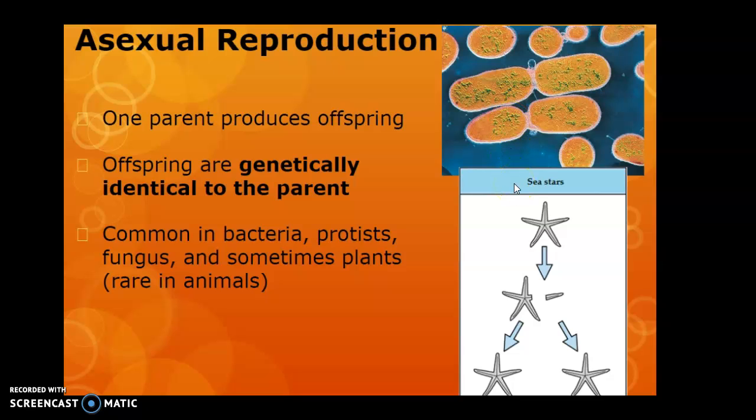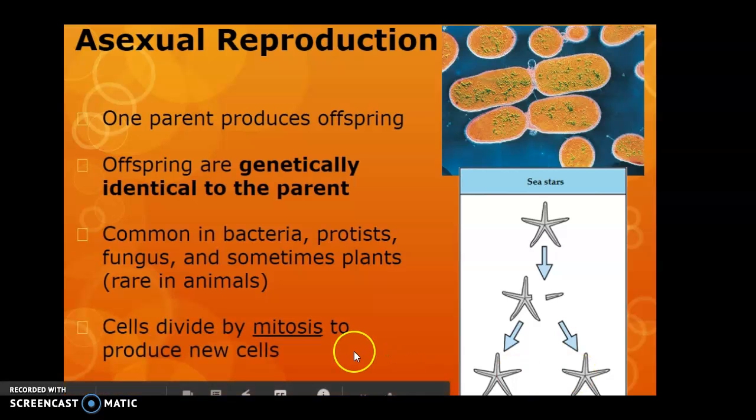Here's a rare case of animals dividing by asexual reproduction and producing offspring that way. The sea star loses an arm, and the sea star on the left here will grow back that arm, and then the arm can actually grow back the other missing pieces. So we have two complete sea stars here. They are genetically identical to each other because they're producing new cells by mitosis. Mitosis is the type of division we talked about last week that produces new cells that are identical to the parents.